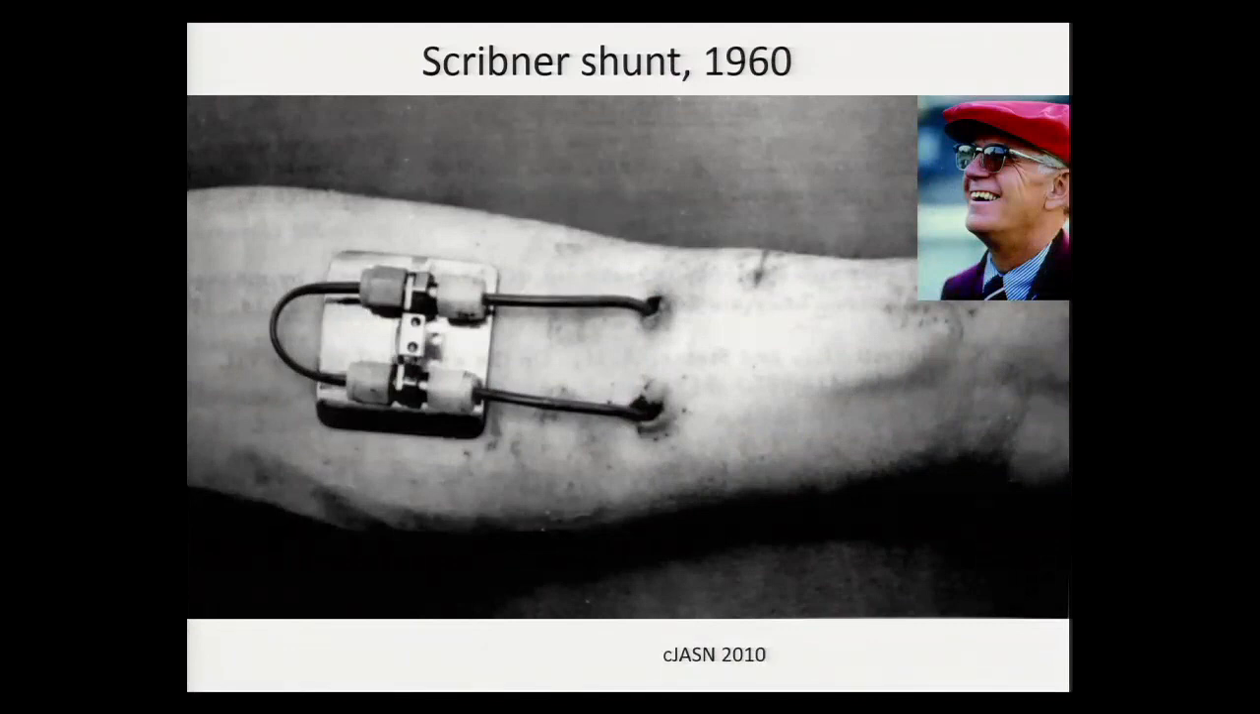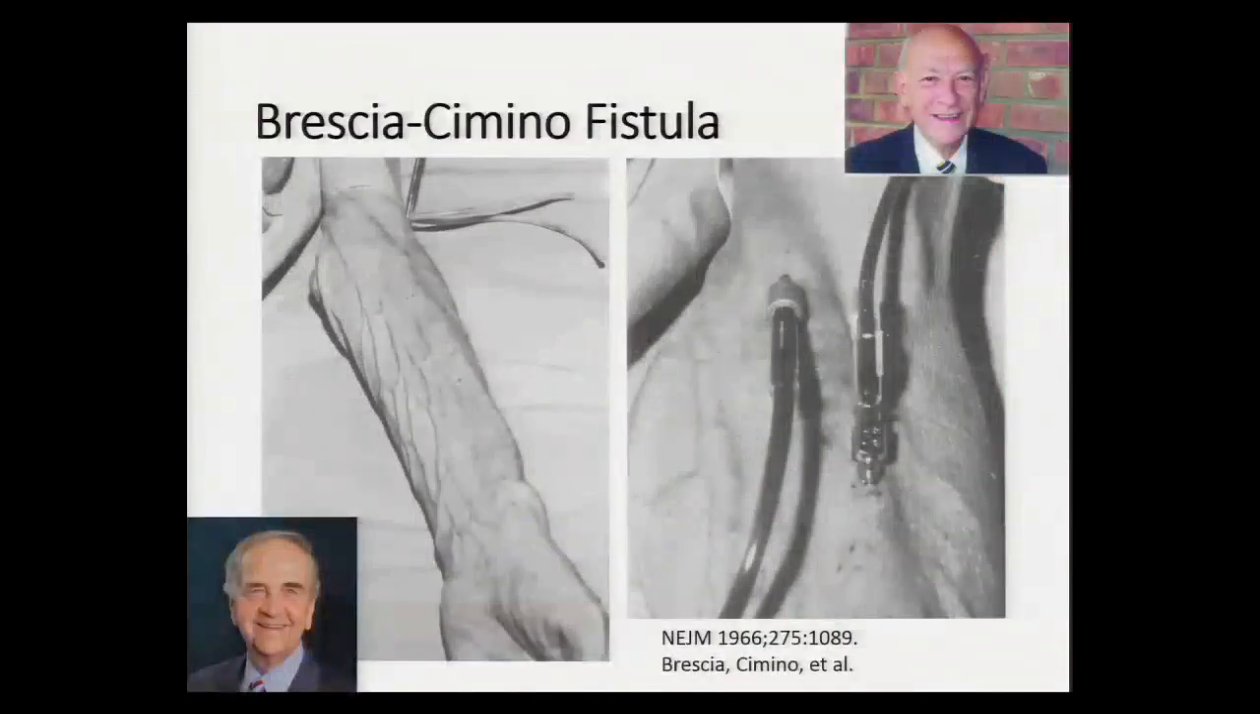So back in the 1960s, Dr. Scribner at the University of Washington invented this device called the Scribner Shunt, where he would connect a PTFE tube to the artery, and he would run it in a loop configuration, returning it to the vein. The reason is to maintain blood flow and to prevent it from clotting. As you can imagine, this would get infected, this would get clotted quite a bit. But this was a good step forward.